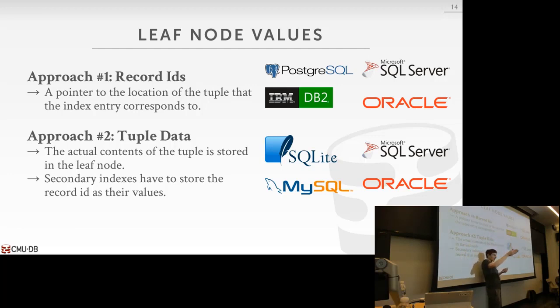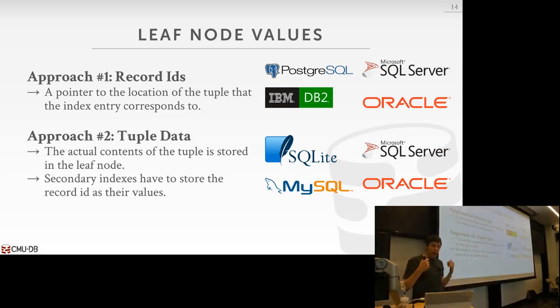what if, as I do the traversal, when I land in the leaf node, the data that I want is already there? MySQL and SQLite are probably the two most famous ones that do this. In cases like Oracle and SQL Server, I think by default you get the one at the top, but you can tell it to do this at the bottom. You have to pass in special flags.